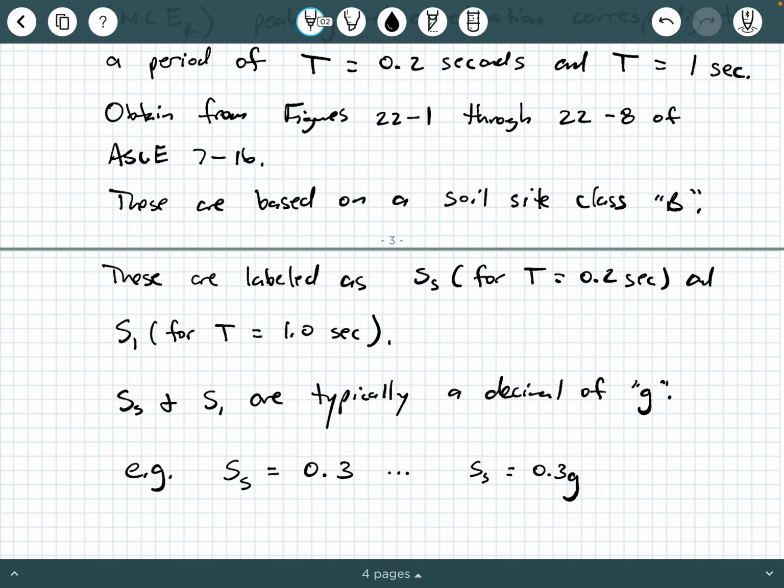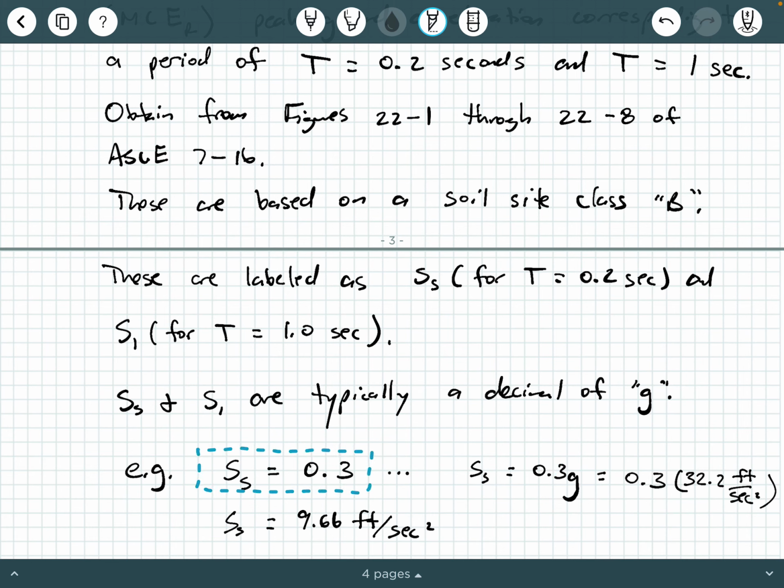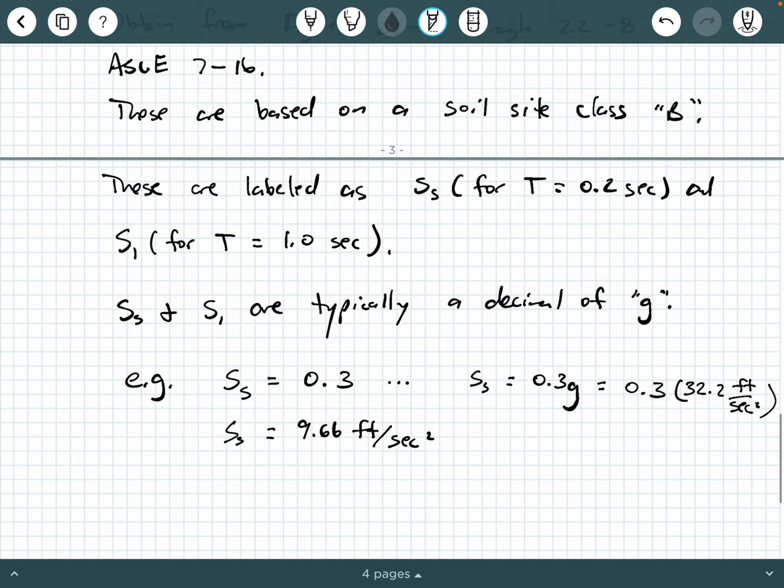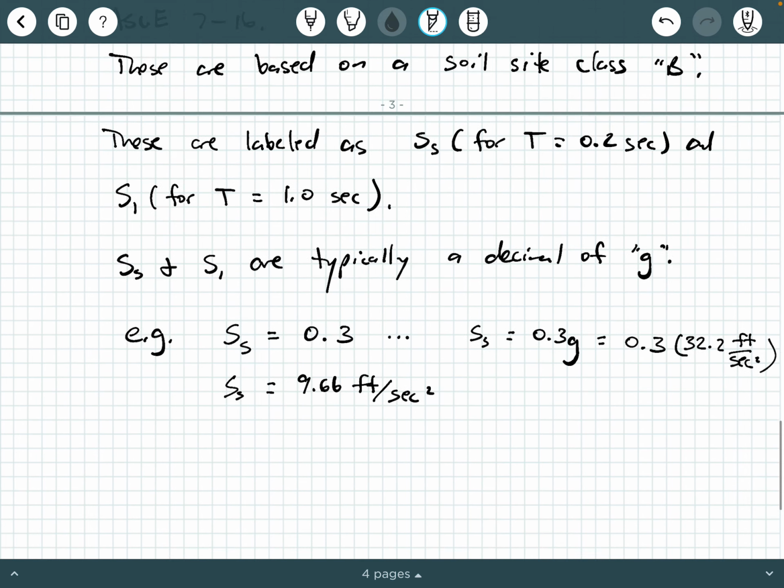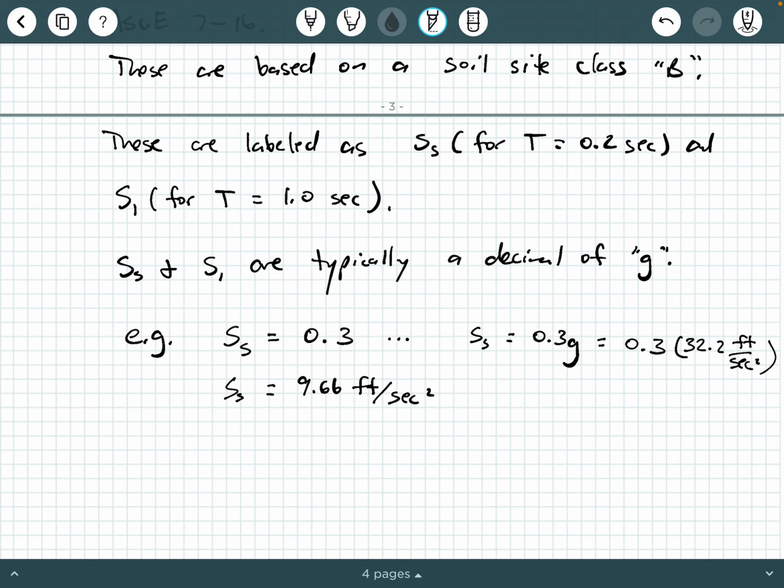Now, what's a G? A G is 32.2 feet per second squared. So SS would be equal to 0.3 times 32.2, which is 9.66 feet per second squared. So what does this really mean? This is really like a horizontal acceleration that you calculate based on a decimal of G. Now, really, you're going to end up using 0.3 because all of our later procedures are based on just using the percentage. So you don't actually have to calculate this value times G every single time. Actually, you rarely ever have to calculate that, okay?